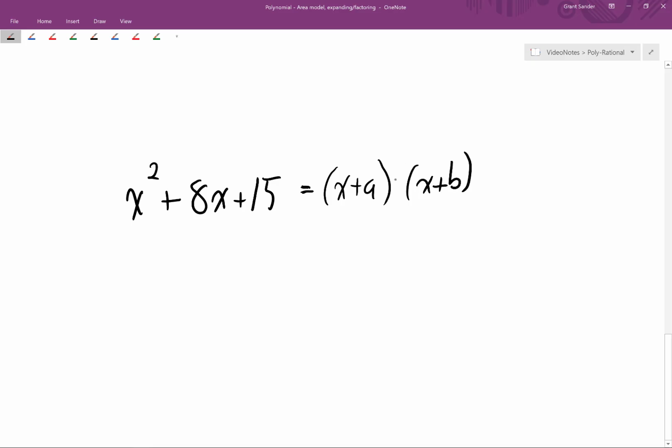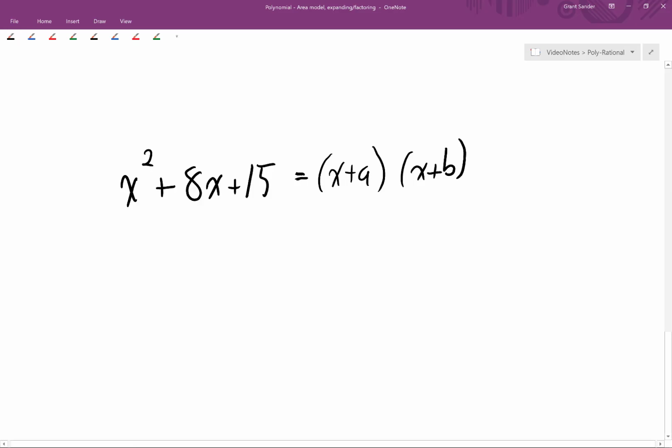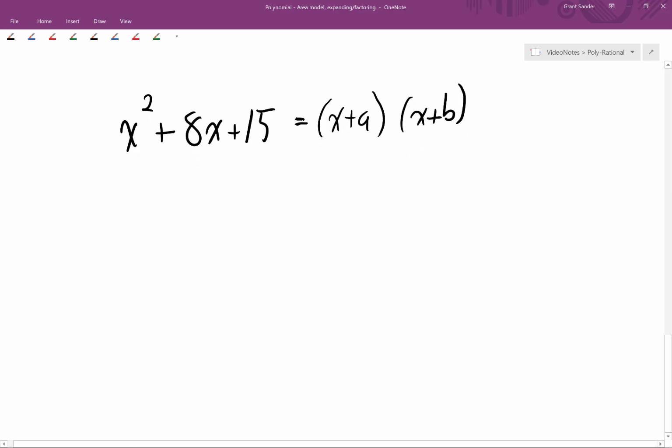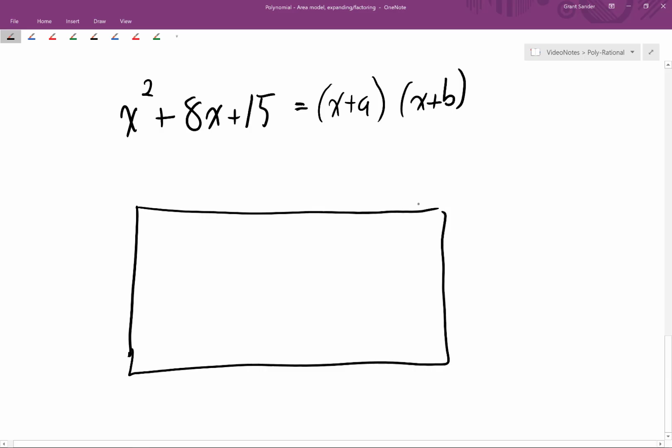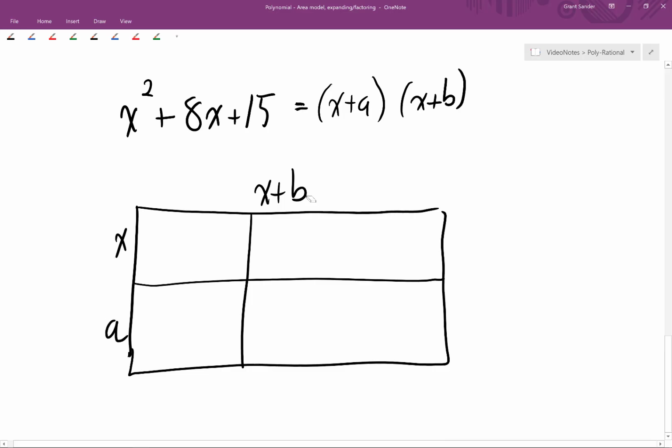We don't know what the numbers a and b are, but we're going to try to find those numbers using the same approach of having a rectangle. So if we draw out a rectangle, again not to scale, we'll say this one has a width of x plus a, and the length of the rectangle is x plus b. We're again just going to split these both into two pieces. We'll say that one of these widths is x, and then this width is a, and then this length is x, and this length is b.